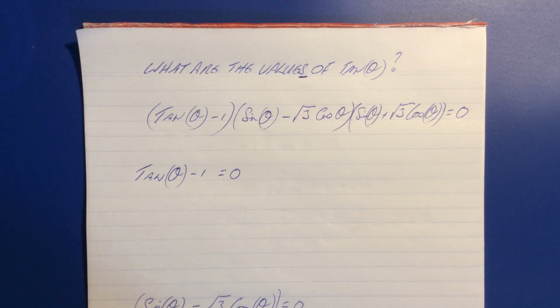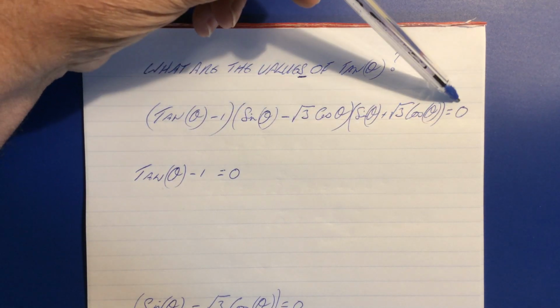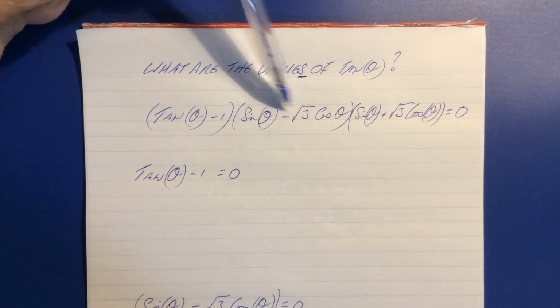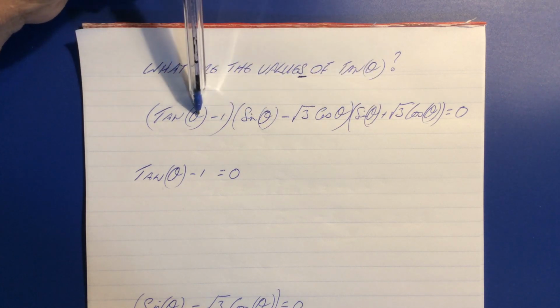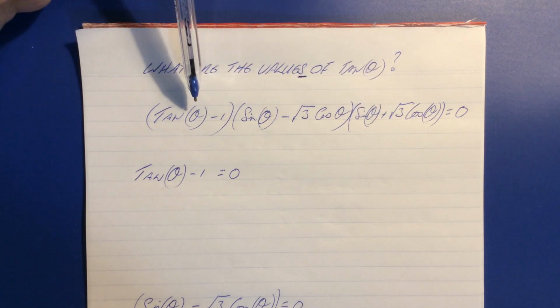If you think in very simple terms, if a times 4 equals 0, what must a equal? Well, a must equal 0. So in order to make this equal 0, one or all of these, because it's just a multiplication, must equal 0. So let's start with this one.